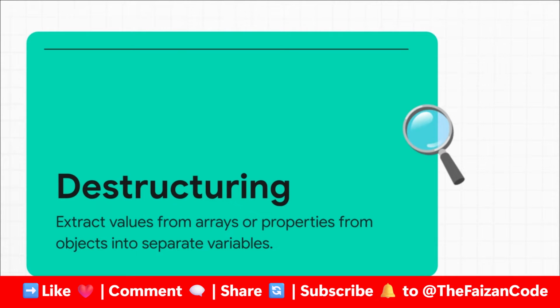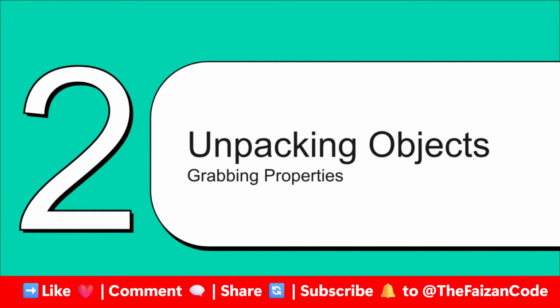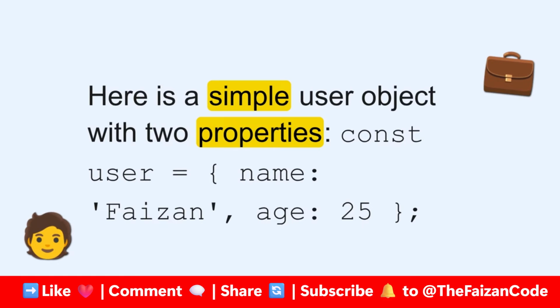Okay, so what is it? Simply put, destructuring is just a super convenient way to pull information out of arrays and objects. It lets you grab exactly the pieces you want and pop them into their own variables, all in one clean, readable step. Trust me, it's a total game changer. Okay, so how does this actually work? Let's get practical and start by looking at how you can unpack objects, or grab specific things from your digital suitcase.